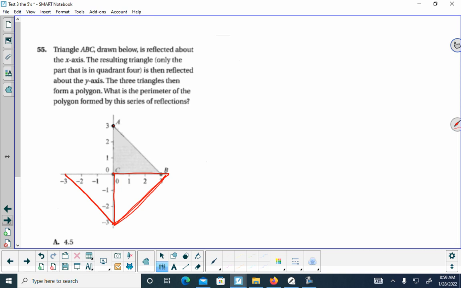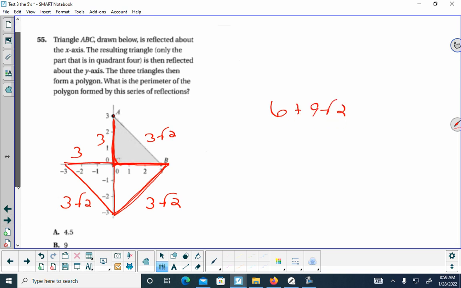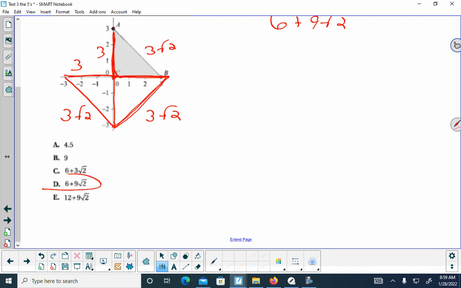Well, this is going to be 3. This is going to be 3. So I have 6 so far. And then since both sides are 3, this will be 3 times the square root of 2, because that would be 45, 45, 90, and that would be my ratio. So this would be 3 times the square root of 2. This would be 3 times the square root of 2. So I'm going to have 9 square roots of 2. And that is going to be choice D.